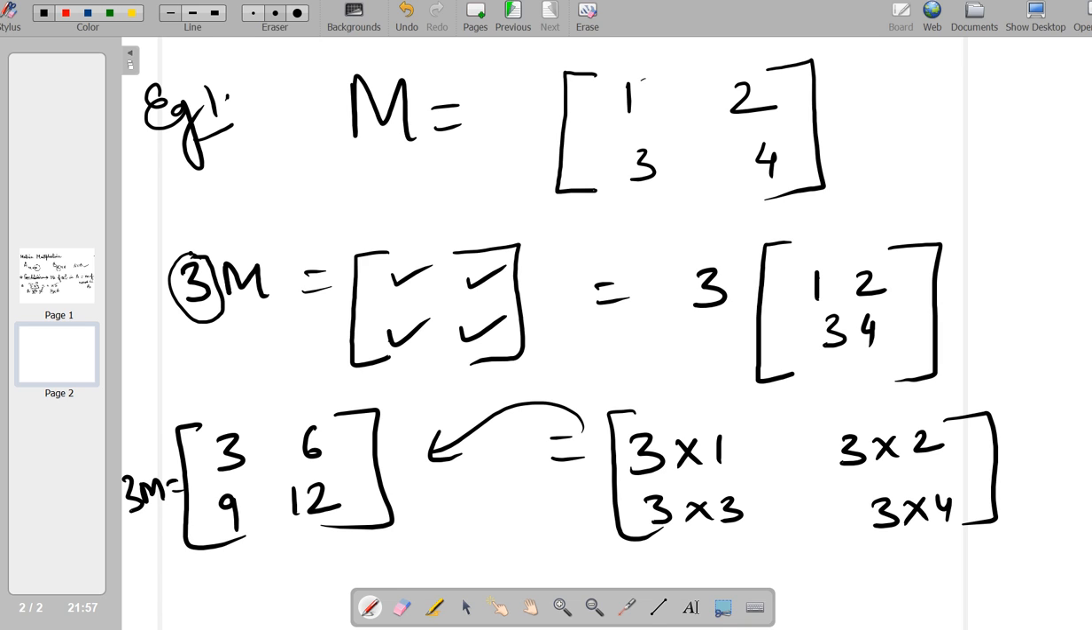Okay, so this is a simple one. If you have any scalar value outside the matrix and you have to get its product, simply multiply that scalar value individually with each component. Each value will be multiplied by that particular number and you will get the product.